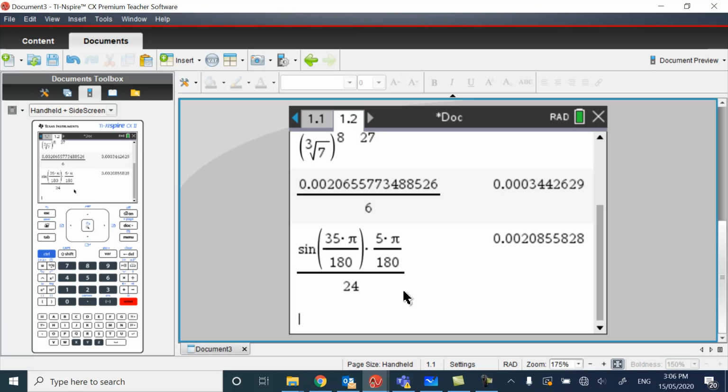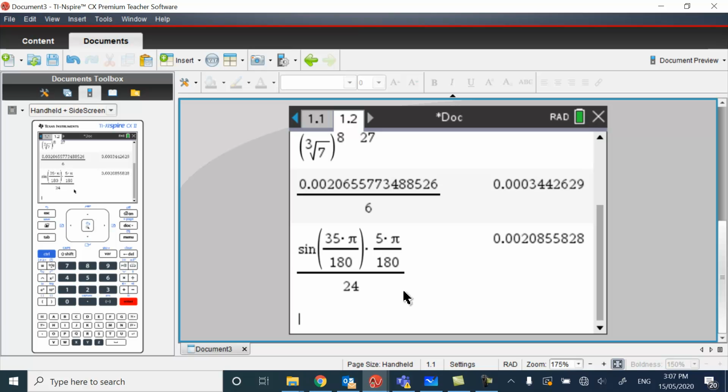I hope that's the right answer. It doesn't seem to ring a bell, that one. Let me check it. Is it right? No, it's not quite right. It's 1.39 times 10 to the power 6.